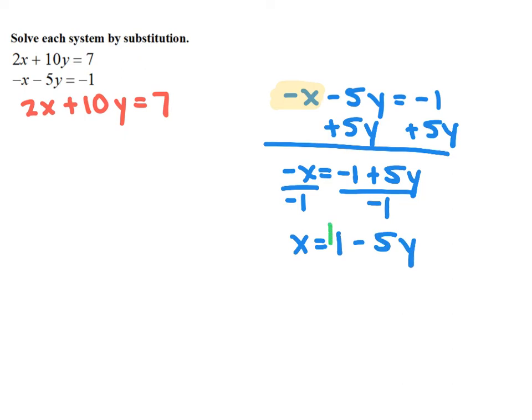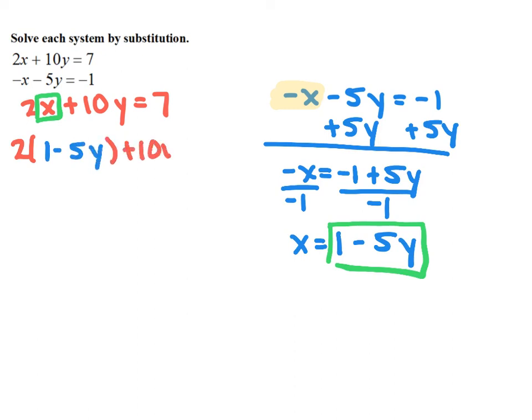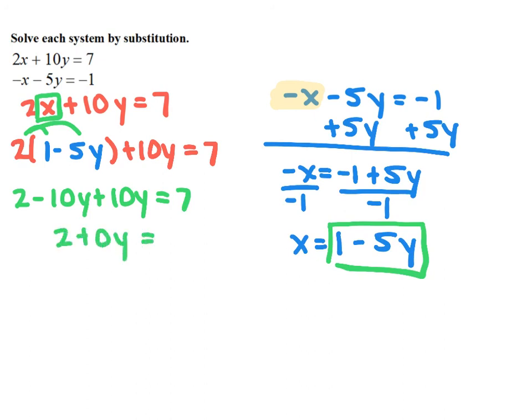Now you can take this entire expression and plug it in for x in the other equation. So it becomes 2 times 1 minus 5y plus 10y equals 7. To solve, we'd have to distribute. So you have 2 minus 10y plus 10y equals 7. The negative 10y plus 10y becomes 2 plus 0y equals 7. And again, we don't have to write that 0. So it becomes 2 equals 7.